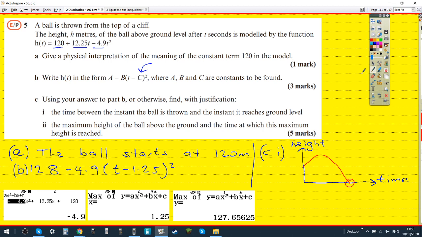How do you find that? Would you work it out? And how would you work it out? Would you make it equal to 0 first? Yep. So would it be 0 equals 127.66? No. Minus. This is when the h of t is 0. So it's like 0 equals ax squared plus bx plus c. And that's the one you solve.